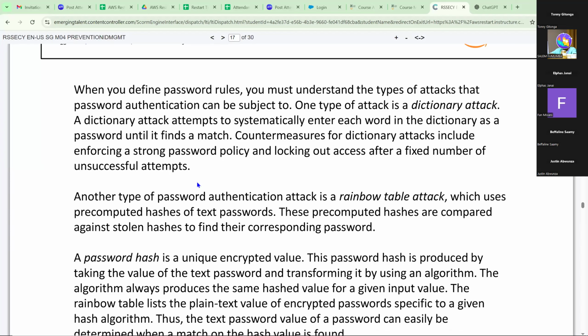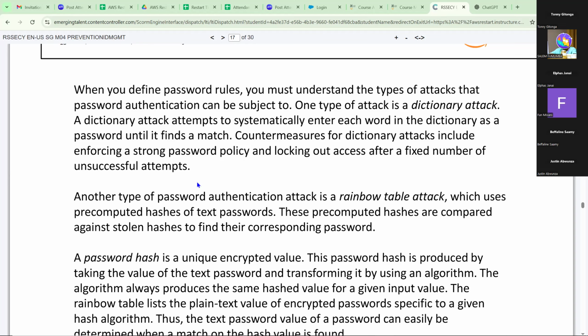All of that is a protective mechanism. Another type of password authentication attack is what we call a rainbow table attack, which uses pre-computed hashes of text passwords. These pre-computed hashes are compared against stolen hashes to find their corresponding password. Take that one at face value. That is above our scope, so don't scratch your head about that.